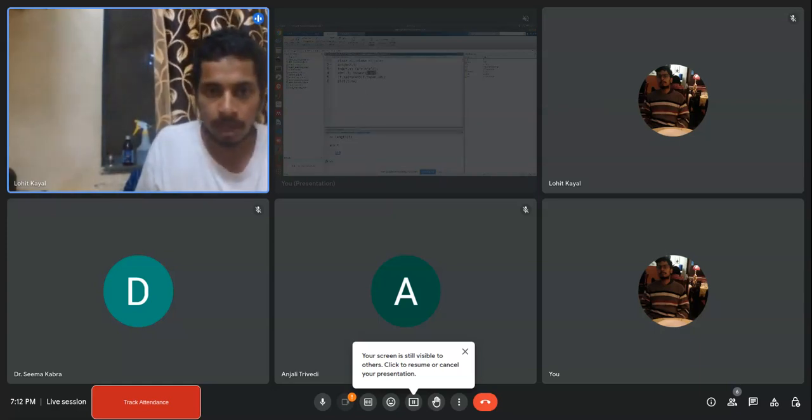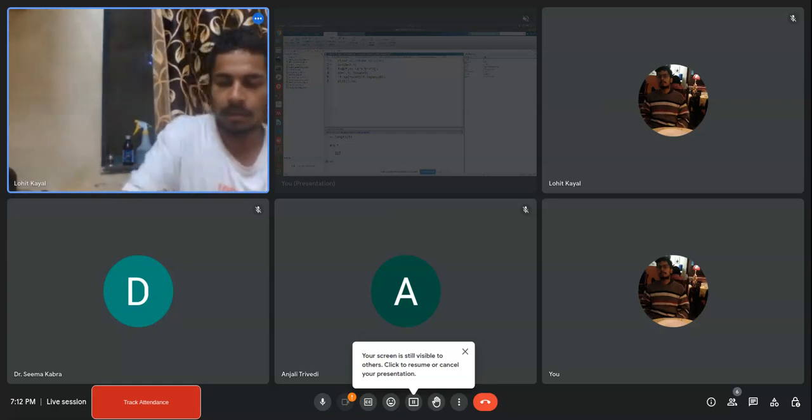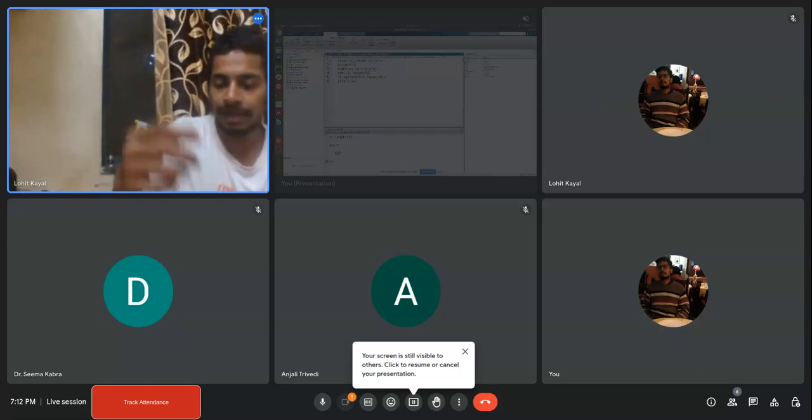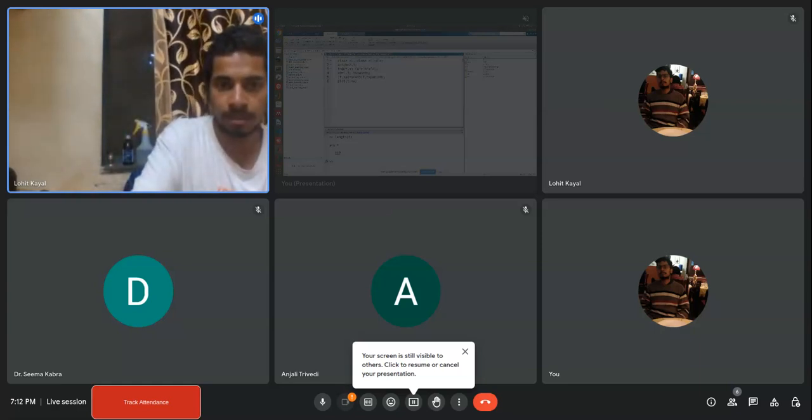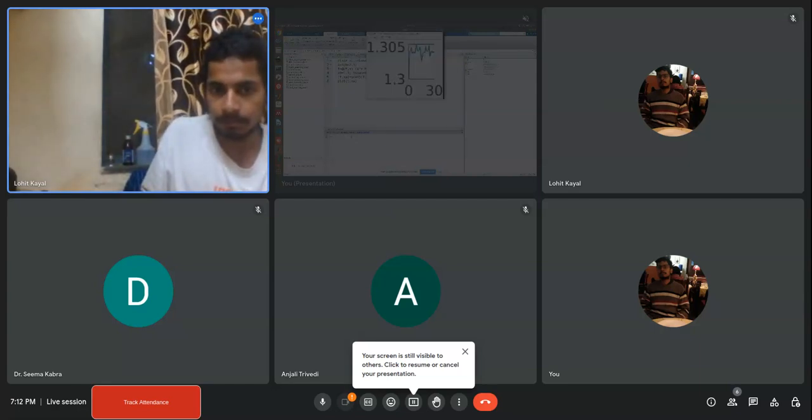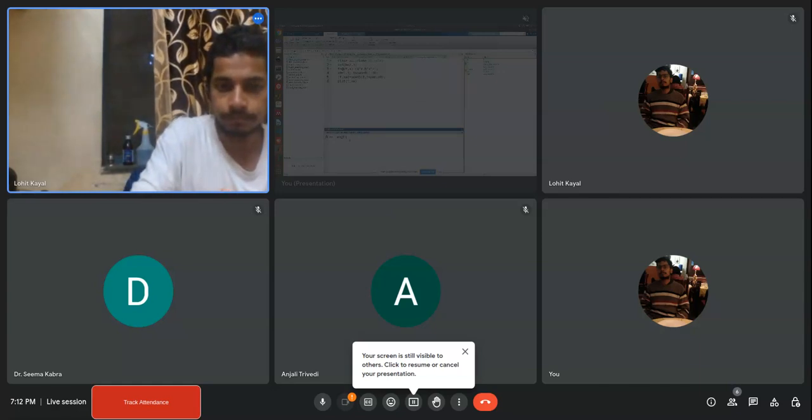Now suppose I change my t span. Suppose I want my result at a unit time step, so 0 to 1 to 30. I have defined my t-span in this manner. Now let's see what will be the result. Now if I just write length of t, its length is 31, which is same as t-span.